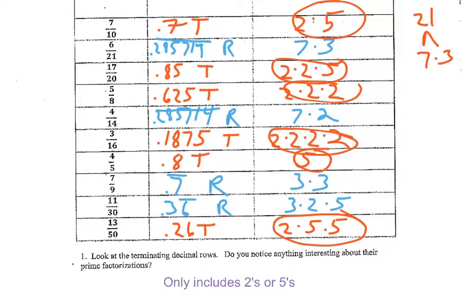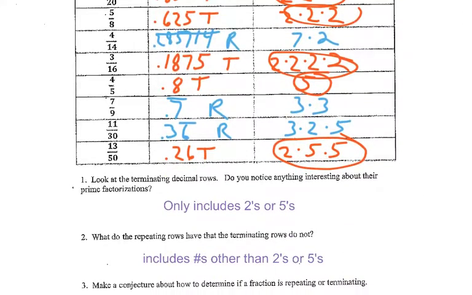So one of the things that I notice is that if it includes a number other than a 2 or a 5, it's going to be a repeating decimal. So go ahead and write that down. If the prime factorization has numbers other than 2's or 5's in the denominator, then it will be repeating.